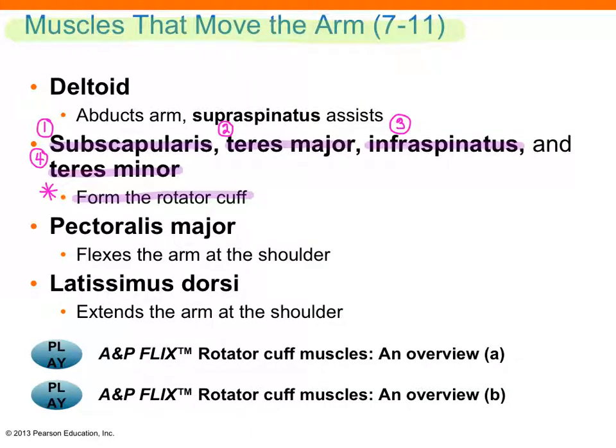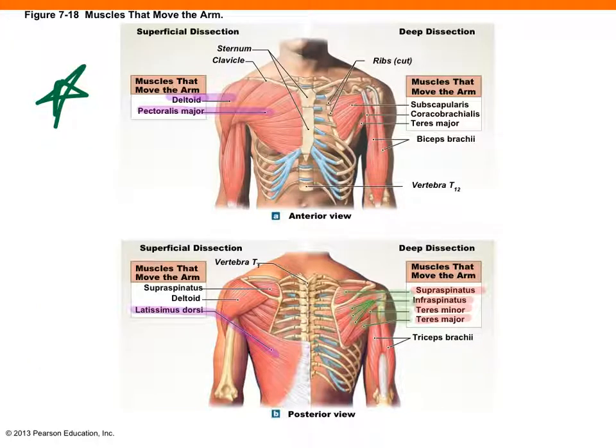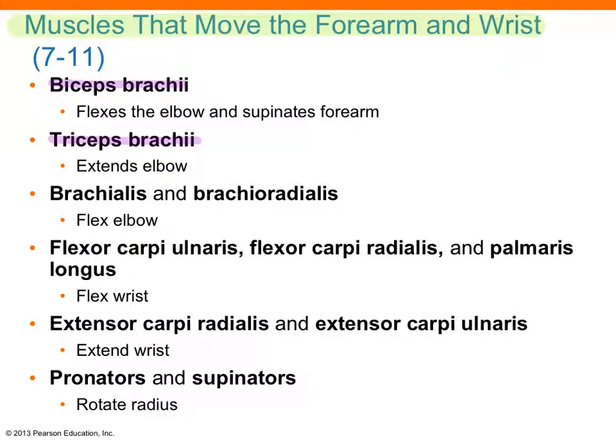Now, let's move on to the arm. Make sure you know the deltoid, that abducts the arm, the subscapularis, teres major, and infraspinatus, and teres minor, and they form the rotator cuff. Make sure you know that. The pectoralis major flexes the arm at the shoulder, and the latissimus dorsi extends the arm at the shoulder. Again, here's an image showing that.